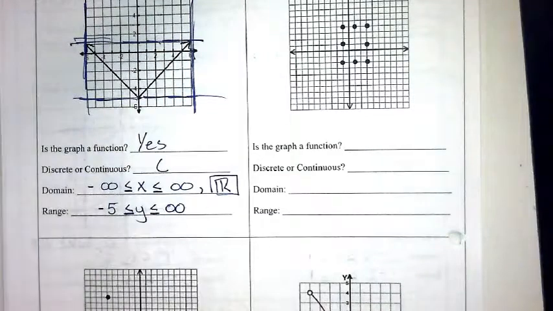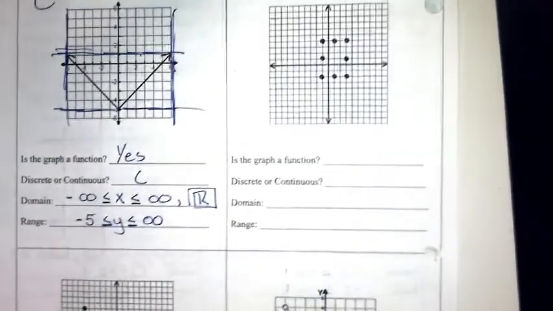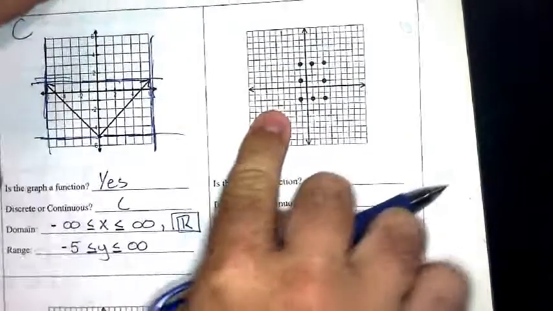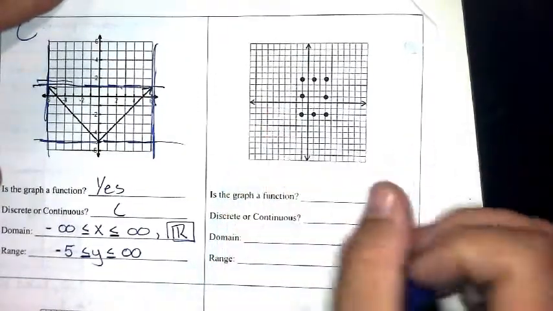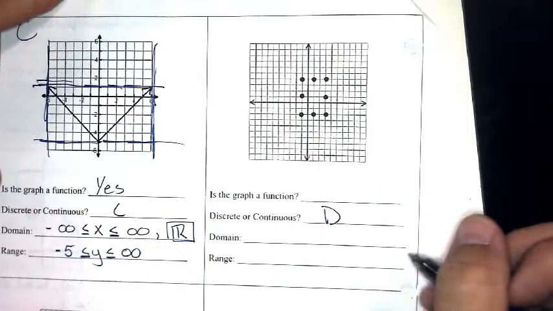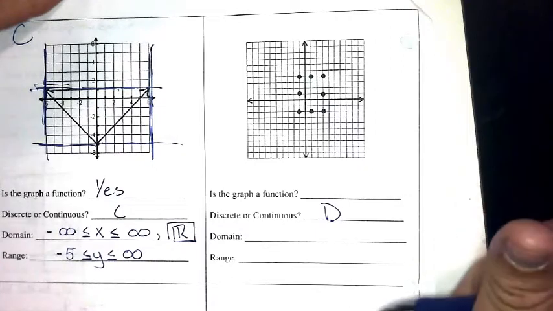All right. This one. Is it discrete or continuous? Discrete. Okay? Would you consider this a function? No. Good job. It would fail the vertical line test, and I have x values that repeat.